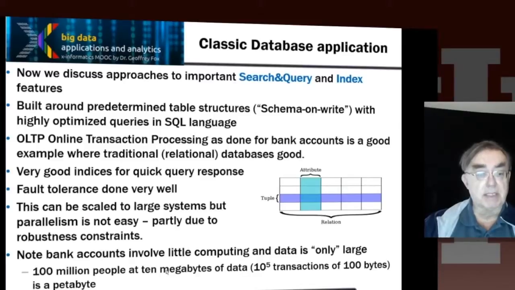Traditional databases can scale, but they can't scale to the size that NoSQL can. These optimizations and fault tolerance algorithms do not have scalable parallelism. If we look at, say, bank accounts, I didn't actually find anywhere on the web telling me how big the data is. I sort of estimated maybe it could be up to a petabyte. That was if there were 10 to the fifth transactions, each of 100 bytes. That's over the time the data was stored, which will be many years. And then with 100 million people, you get a petabyte.